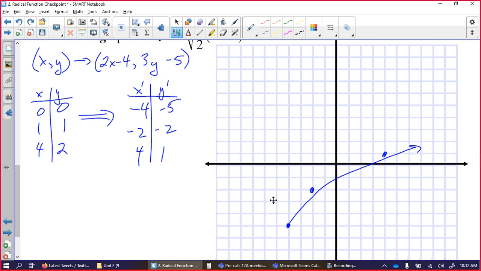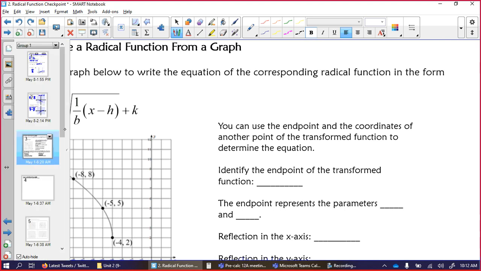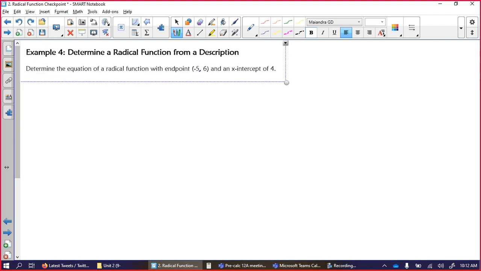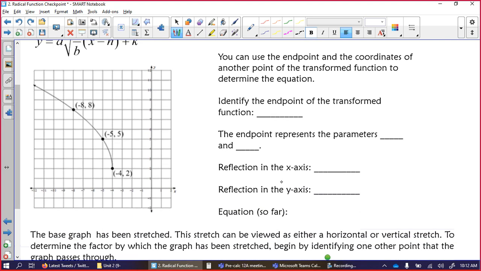Well, just like with trig, can we write an equation? And I put this up this morning. We can do it from an endpoint and a second point. So we can do this with a graph. We're looking for all of these. This and that give us that original point. The point that we're starting with is negative 4 and 2. So this gives us our H and our K.